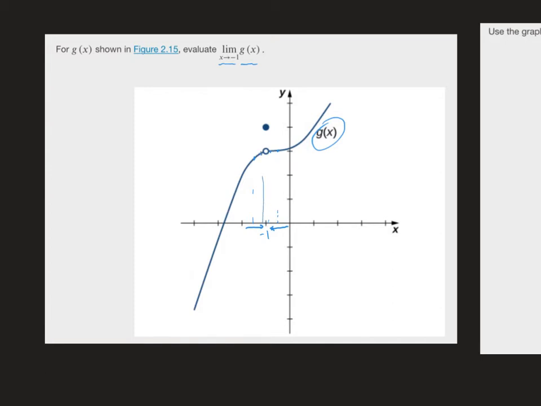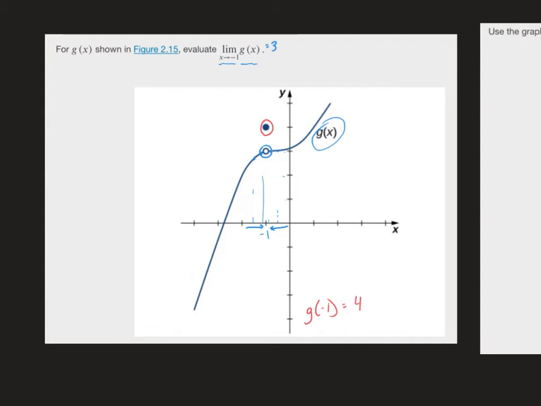-1.01, I'd be up here, right? As you get closer and closer to -1, the graph is getting closer to that number, which is 1, 2, 3. So this limit is equal to 3. Notice it didn't matter where g of x was at exactly -1. If the question asked you what is g of -1, the answer is 1, 2, 3, 4. The answer is 4. At -1 exactly, your y coordinate is 4.